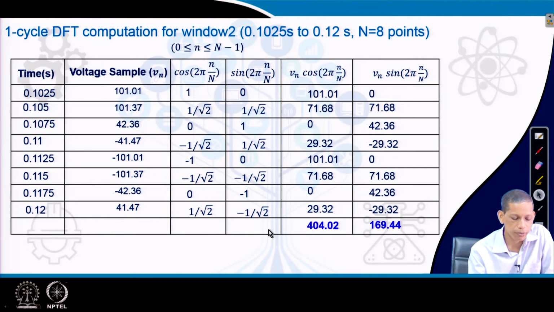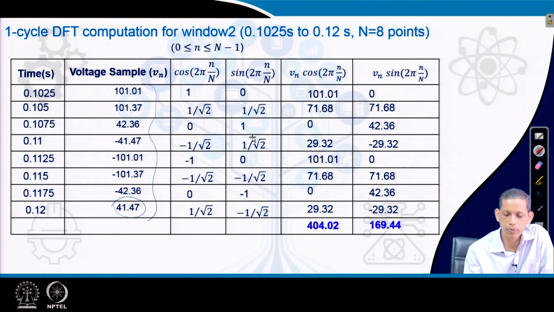Now in the second window, a fresh sample is acquired and used by the relay, and it discards the older sample, giving a new set of data for the second window. Using this window, again you multiply the corresponding cos and sine weights and get the corresponding values. When we add the real part, or the cos part, we get 404.02, and the summation of the sine part gives 169.44.